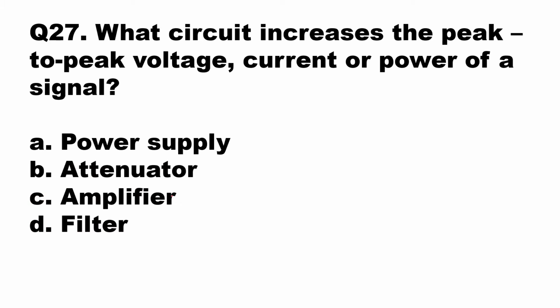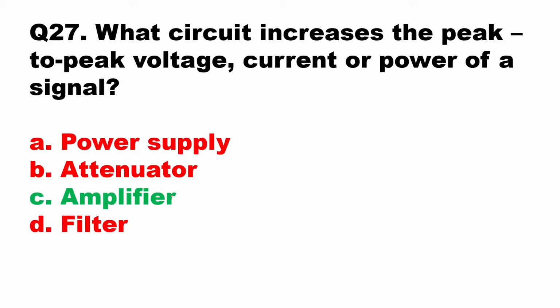Okay. Then we'll go to the next question. What circuit increases the peak-to-peak voltage, current, or power of a signal? If you are enhancing, if you are strengthening the weak signal into a strong one, then it is called an amplifier circuit. So here option C will be the right answer. Amplifier circuit increases the peak-to-peak voltage or current or power of the signal. So C, amplifier, will be the right answer.